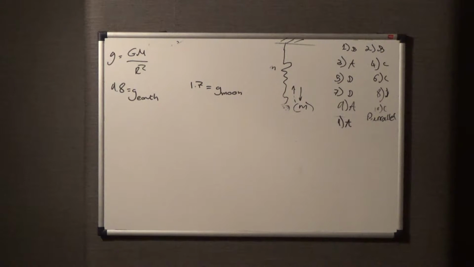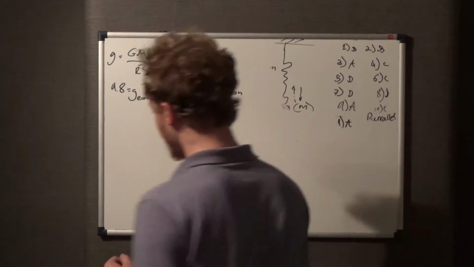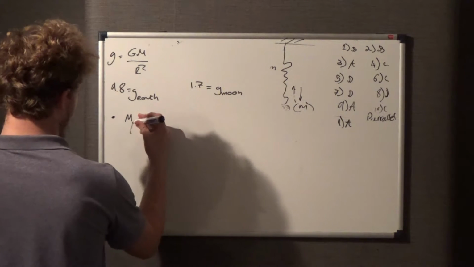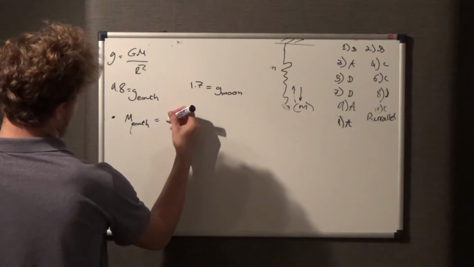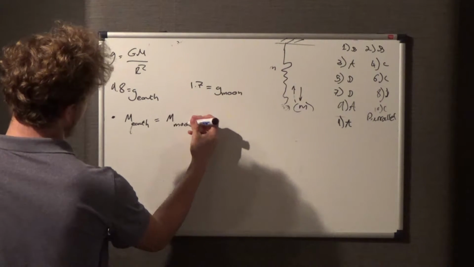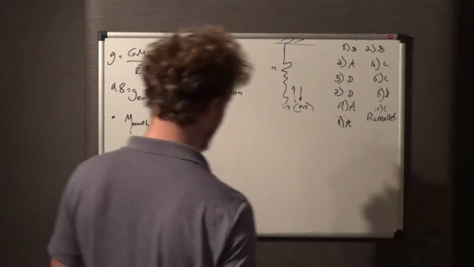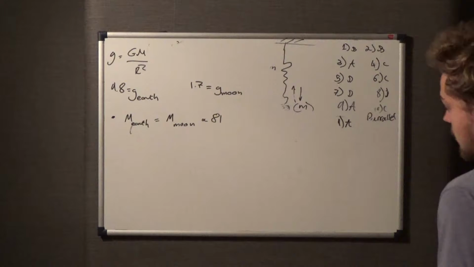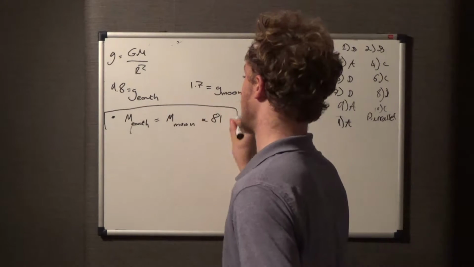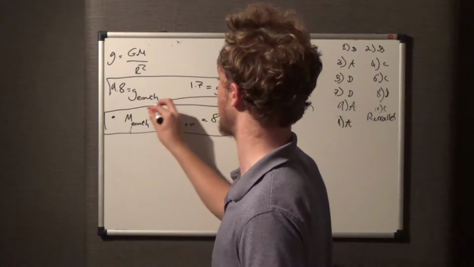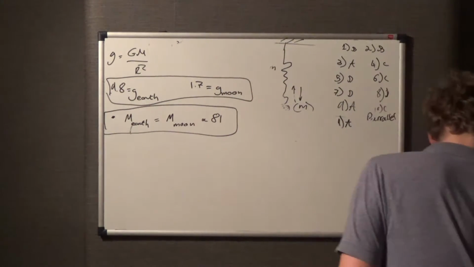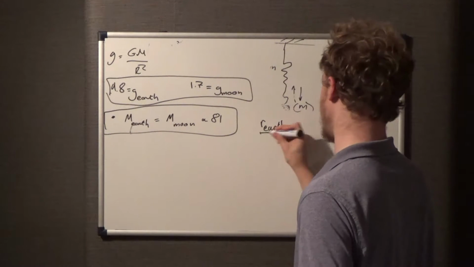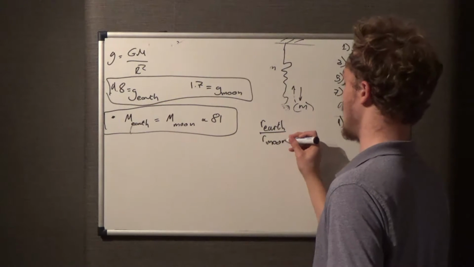So it says the mass of the Earth is 81 times the mass of the Moon. I write this as an equation: mass subscript Earth is equal to mass subscript Moon times 81. What is the ratio of the radius of the Earth to the radius of the Moon? Using these two bits of information, work this out. So it's saying divide the radius of the Earth by the radius of the Moon, so it's a ratio, and what does that come to?